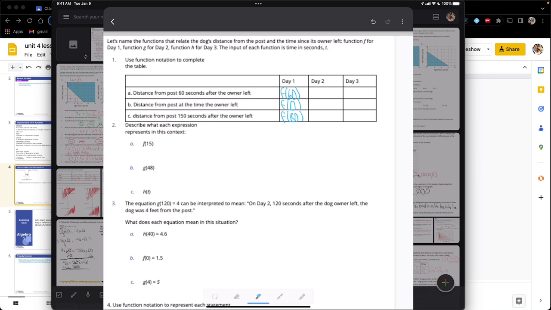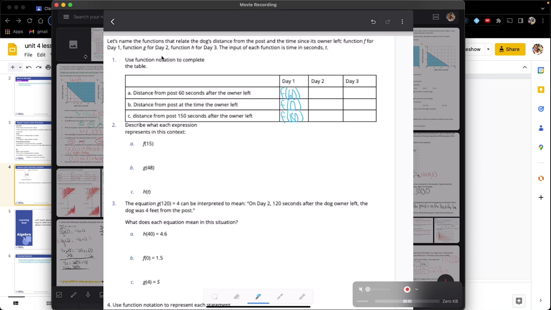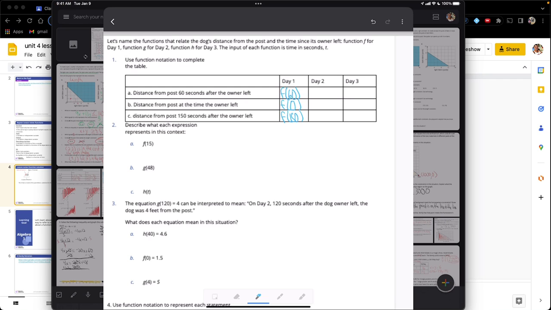Now day 2 is going to be the same thing, except we're using the function g for day 2. So my distance from the post 60 seconds after the owner left is going to be g of 60. The distance from the post at the time the owner left is going to be g of 0. And the distance from the post 150 seconds after the owner left is going to be g of 150. So it's the same exact thing, except we're using a different function name because it's day 2. We're using the function g.